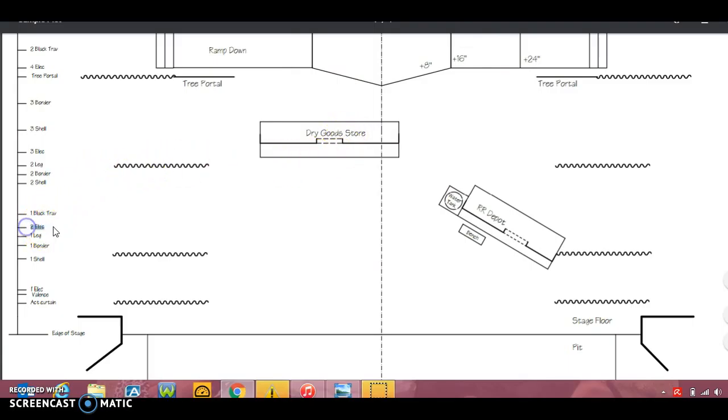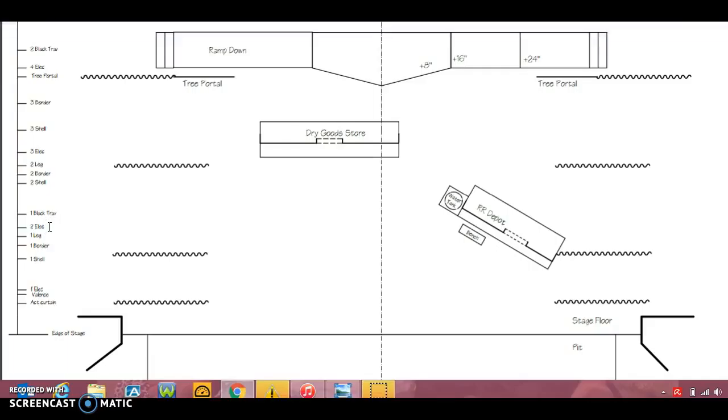Then again, we have another electric. Electrics are what the lights are hanging from. They literally have the electricity available to them on a railing. So that's what electrics are.